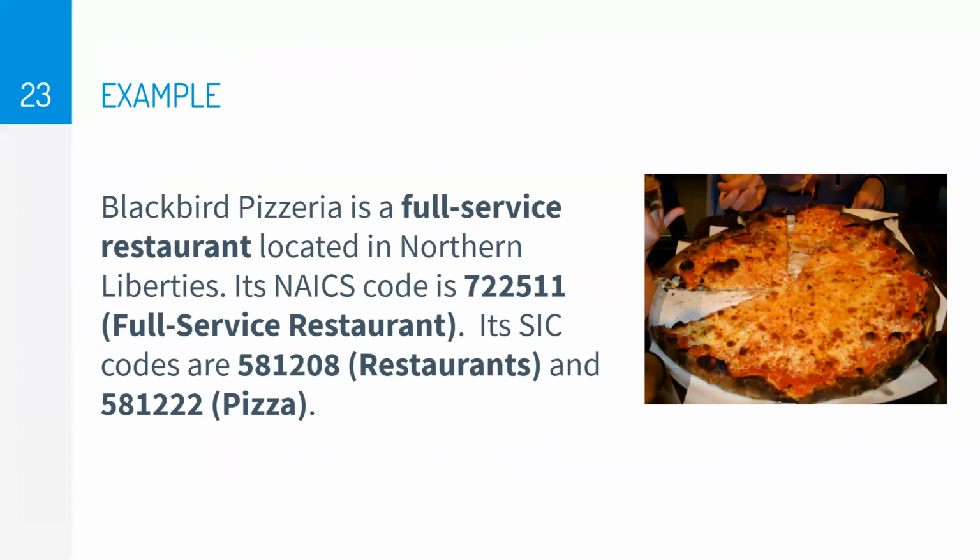Here's an example of a restaurant industry classification code. Blackbird Pizzeria is a full-service restaurant located in Northern Liberties. Its NAICS code is 722511, full-service restaurant. Its SIC codes are 581208, restaurants, and 581222, pizza. The NAICS code is quite broad here, full-service restaurant, whereas the SIC code is much more specific, pizza.